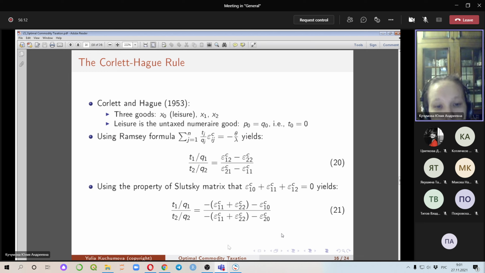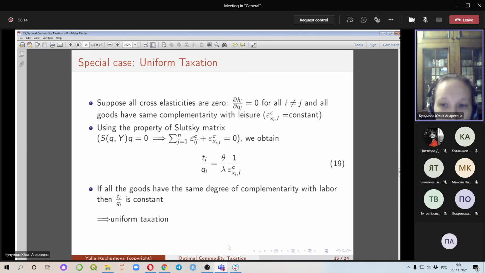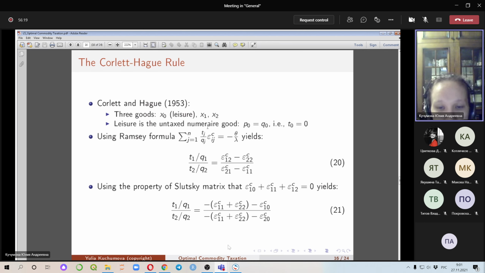Now again we will use this property of the Slutsky matrix that I explained in the previous slide, but with this notation we can easily write it, right? So it's easy to express. It means that, for example, epsilon 1 0 plus epsilon 1 1 plus epsilon 1 2 is equal to 0. The same thing we can write for the index for the second row, which is epsilon 2 0 plus epsilon 2 1 plus epsilon 2 2 would be equal to 0.